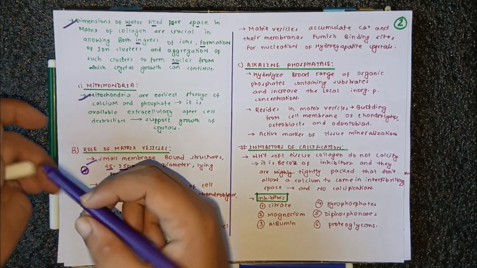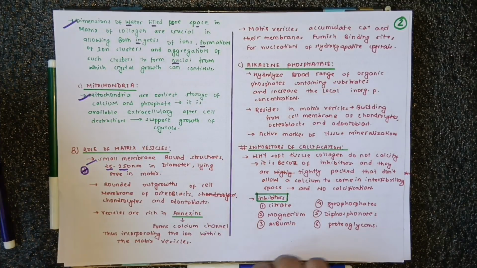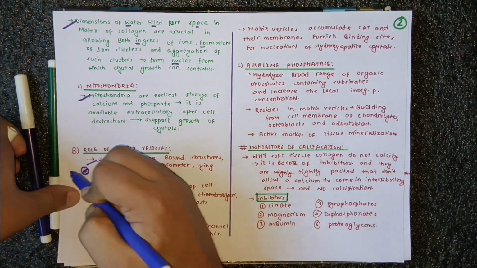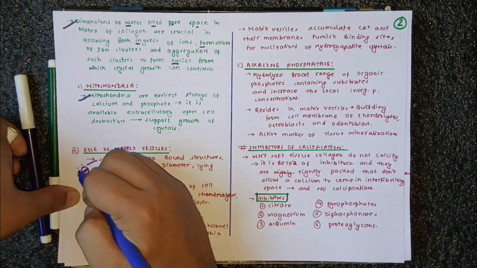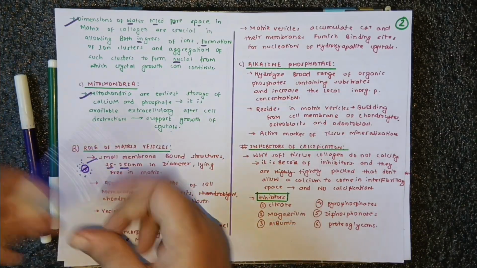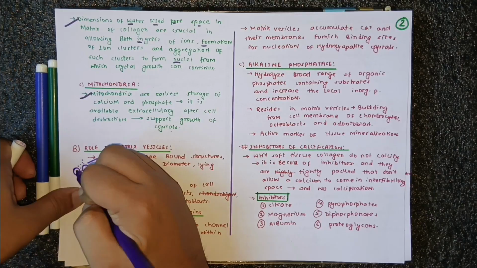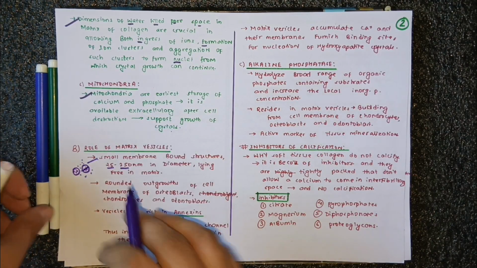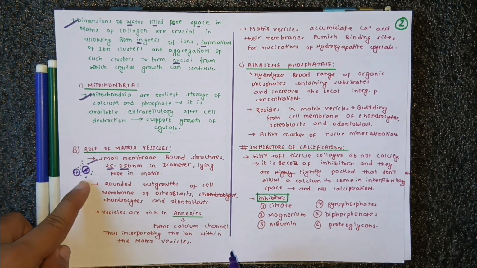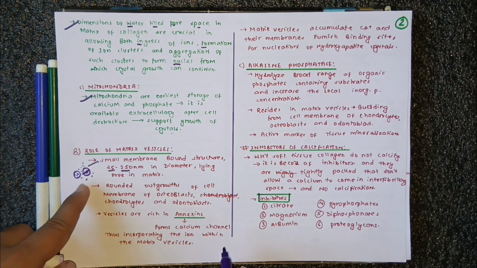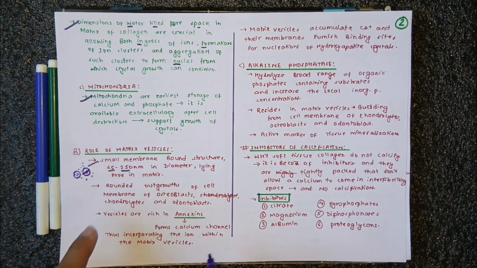in the matrix. So if this is a matrix, in this matrix we can see different matrix vesicles present there. Another matrix vesicle is there, and it contains its own content. So this is the ground substance, sorry, the matrix, and in the matrix we can see the matrix vesicles.